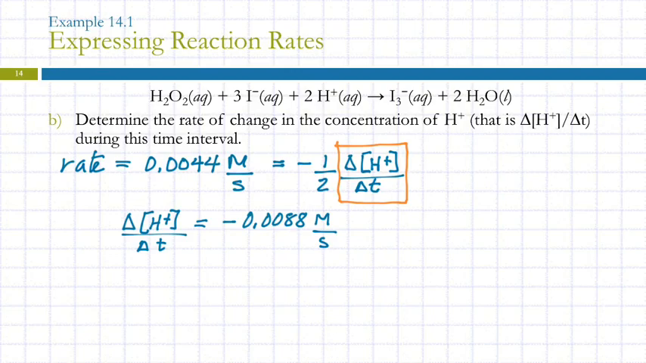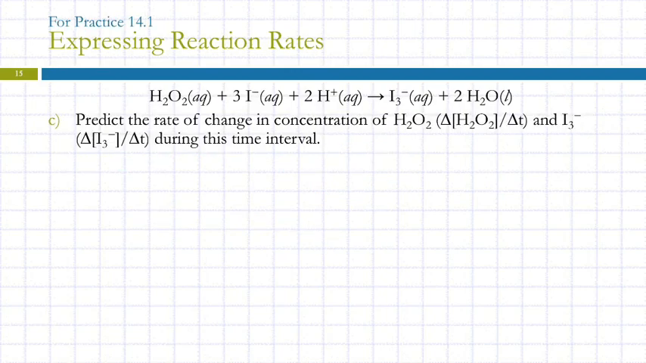You might be getting a clue. There's a lot of algebra in Chem 1B. A lot. So if you need some help with that, please ask. So any questions? I think there's a part C here. Predict the rate of change in concentration of H2O2 and I3 minus during this time interval. So this is very similar to part B. We're going to use the rate that we figured in part A again.